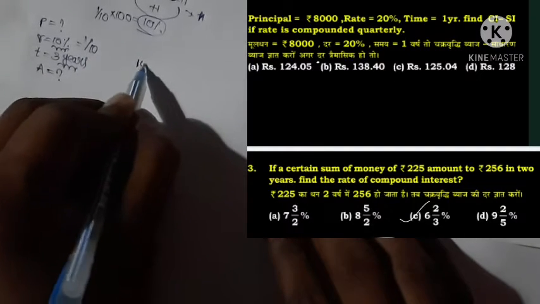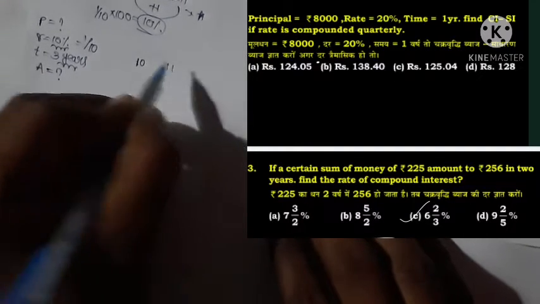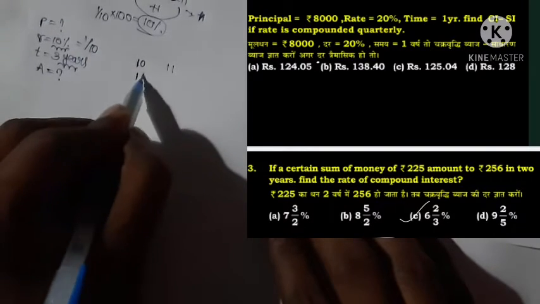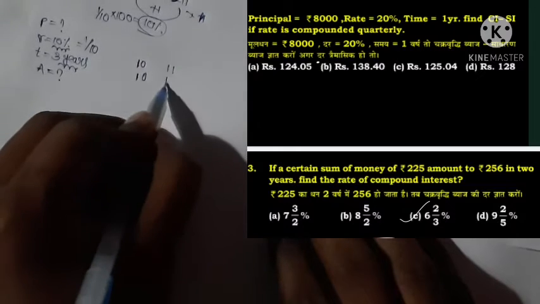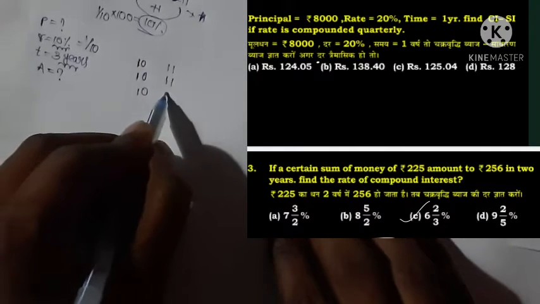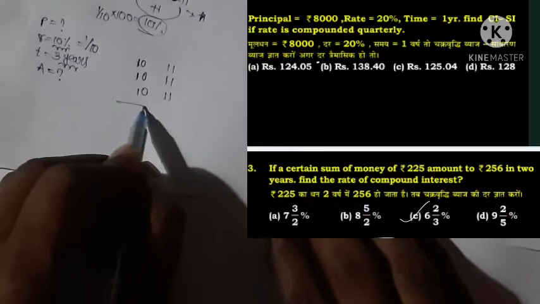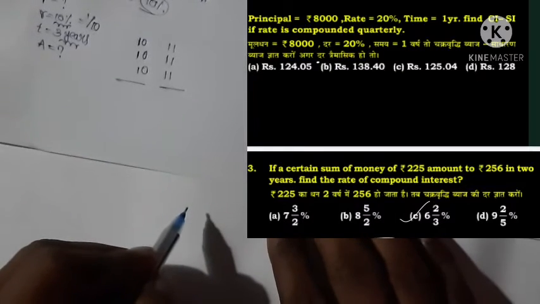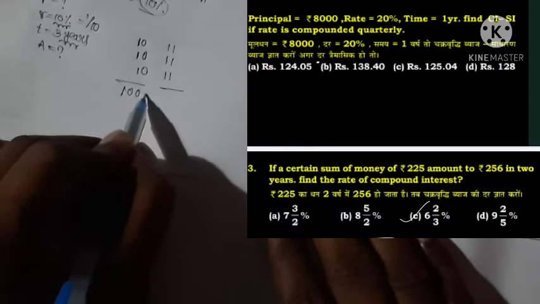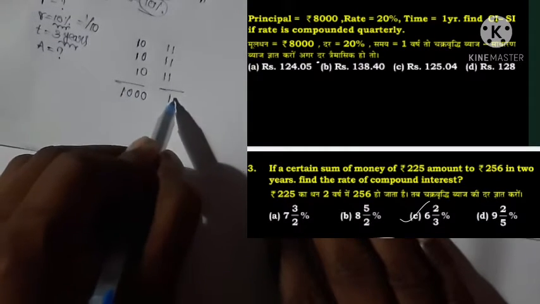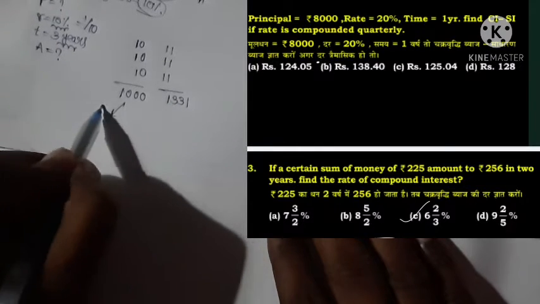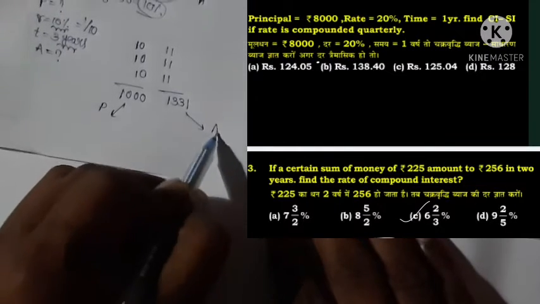The principal is 10. The amount is 11 for the first year. In the second year, the principal is 10 and the amount is 11. For the third year, likewise 10 and 11. So after 3 years, the principal is 1000 and this value is 1331. So this is the principal, this is the amount.